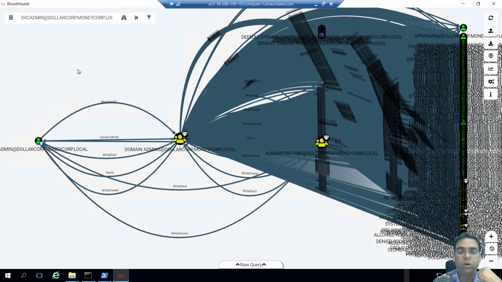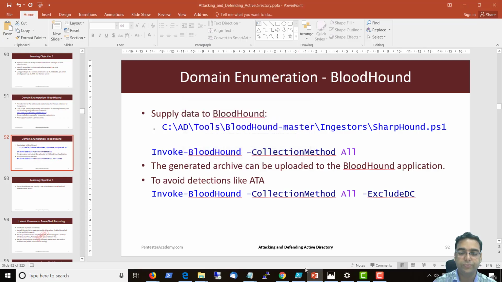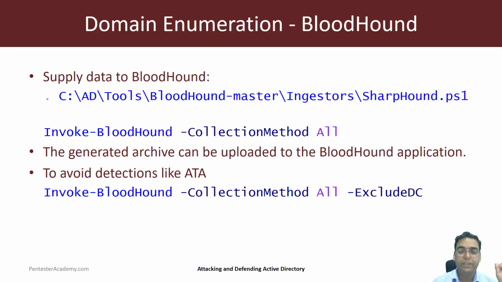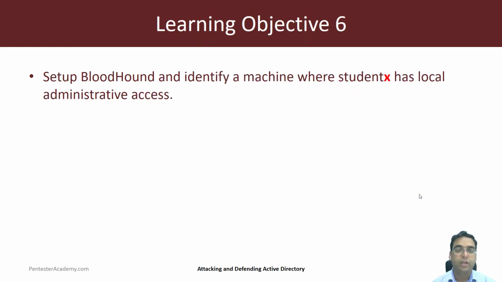So this was all about BloodHound actually. This is all the time we are going to spend with this. Let me close it. Please keep in mind, to avoid detections from tools like Advanced Threat Analytics, we can use the exclude DC option. How does that work? That we will see later on, right? So let's move on to the next.